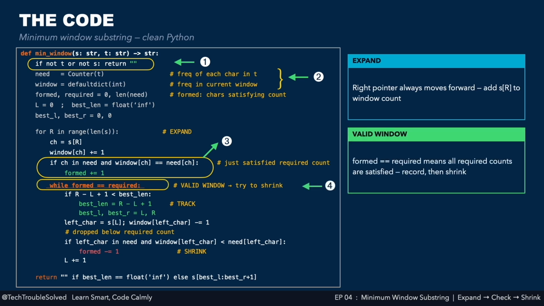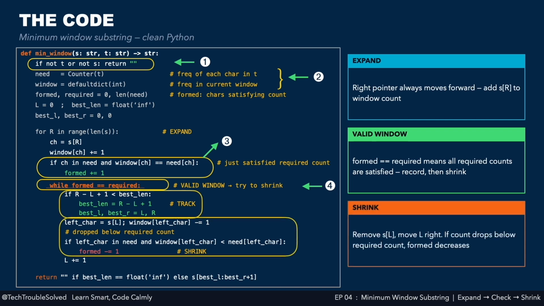Fourth, the while loop, and this is important. You might wonder why while and not if. Here is the thing. Once the window becomes valid, we want to shrink it as much as possible before it becomes invalid again. We might shrink 10 characters before the window breaks. If would shrink once and walk away. While keeps going until the window actually breaks.